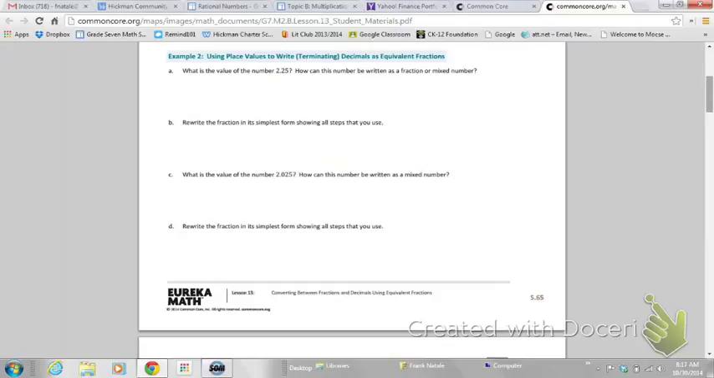So A right here. We're going to use place values to write terminating decimals as equivalent fractions. This idea of terminating means these are decimals that have an ending.